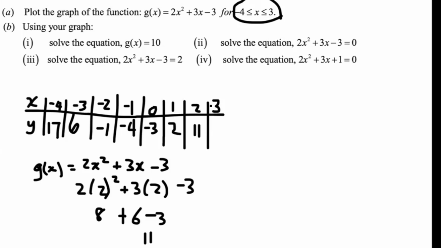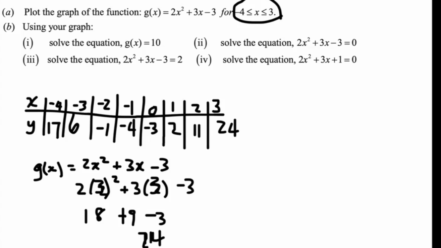And then when x is 3, we substitute 3. So 3 squared is 9, and 9 2's 18. So we're going to have an 18 here. 3 3's is 9. So it's 18 plus 9 minus 3, so that's 24. So this will be 24. So now you plot the graph.